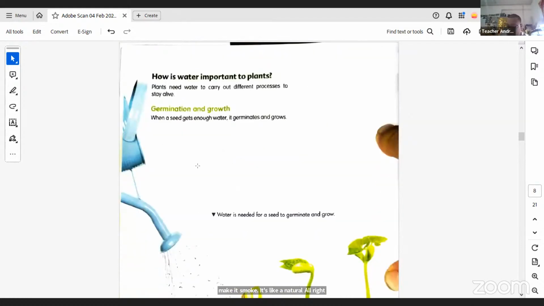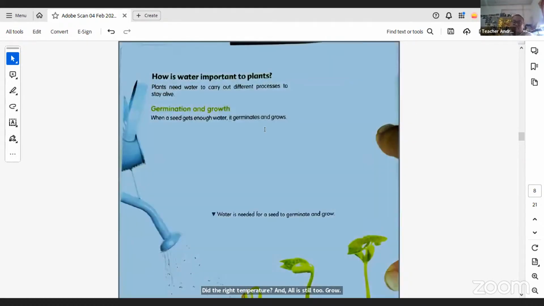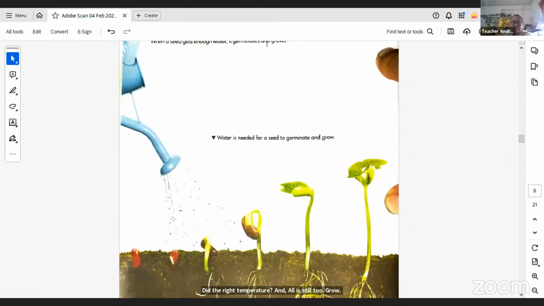After talking about humans, let's talk about how it is important for plants. Remember our previous chapter, we talked about plants. We talked about the process of germination. Seeds need the right temperature, air, and water, all these things to grow. When a seed gets enough water, it germinates and grows. So water is being poured here. Once there is enough water at the right temperature, it will start to grow and germinate.